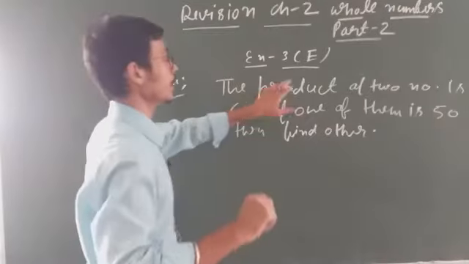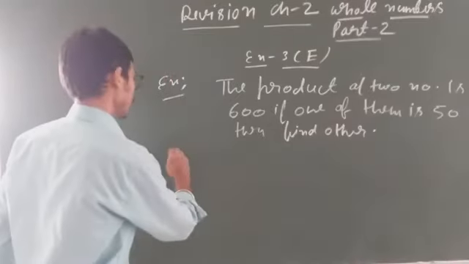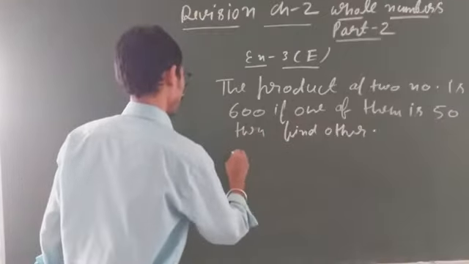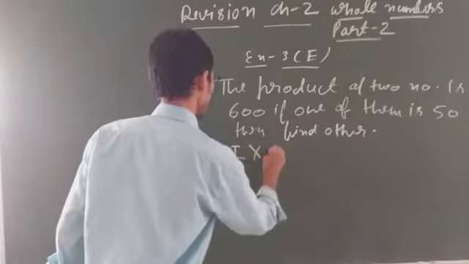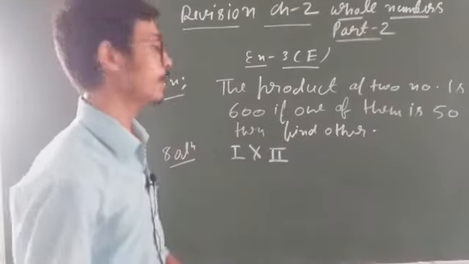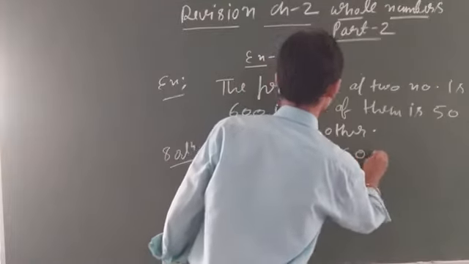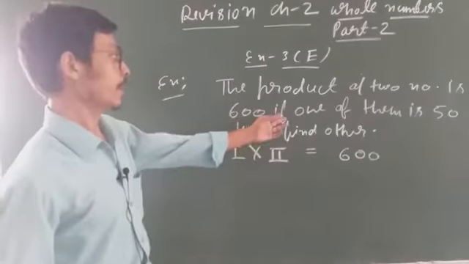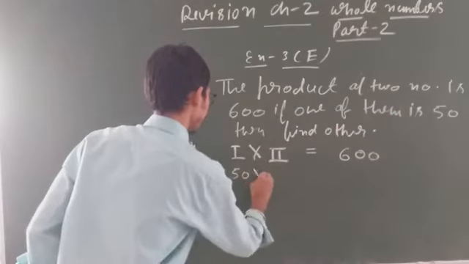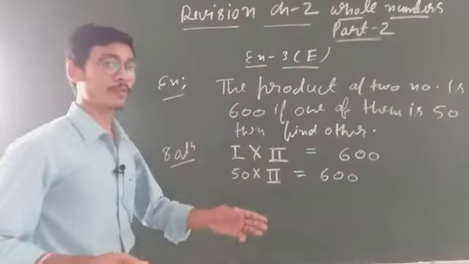Now you know what is given: the product of two numbers is 600. Clear? So you can write down according to the question: first number into second number, because the product of two numbers is given. So there should be two numbers, the first number and second number, and it is given 600. Next line, if one of them is 50, so write down 50. The second you don't know, so write down 2 equal to 600. Now, student, you have to find out the second one.